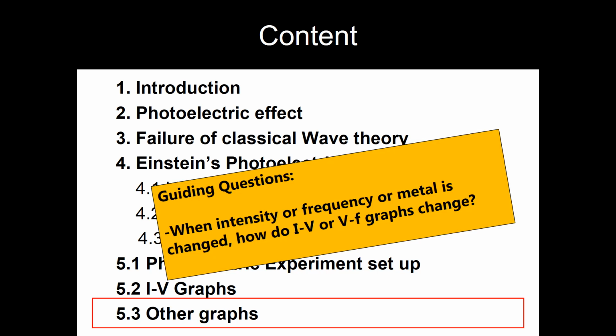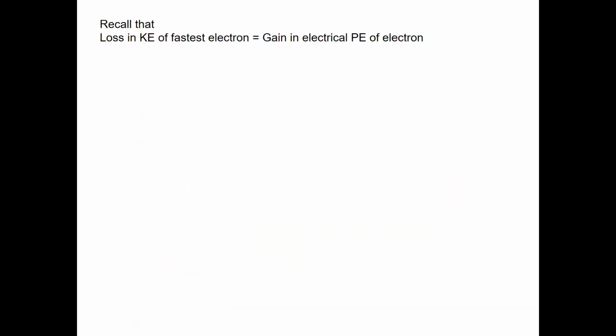And one of the key questions that always comes up is, when the intensity or frequency of light or the metal is changed, how do the IV and VF graphs change? Right, there are two main categories of graphs. IV, which is what I showed you just now, but there's also a new one called the VF graph, potential difference versus frequency graph, or rather stopping potential versus frequency graph.